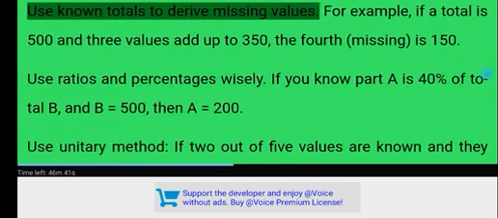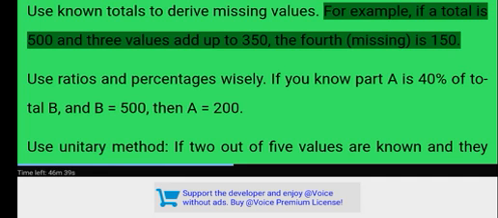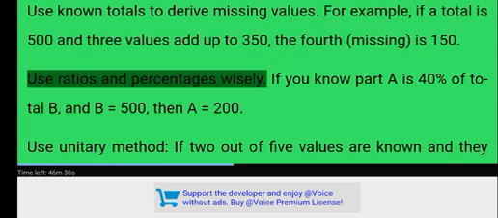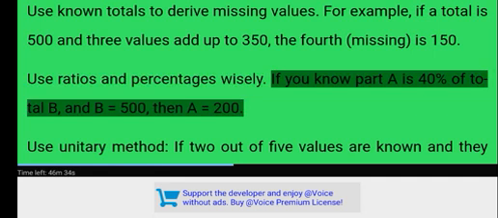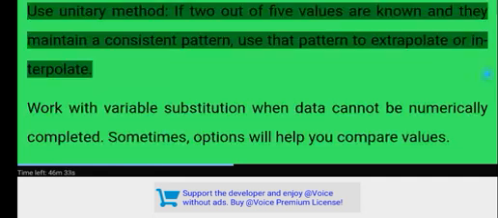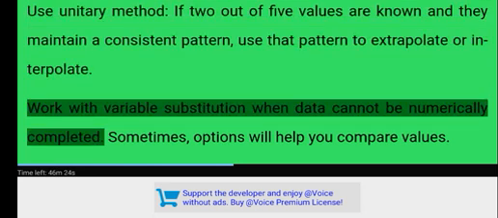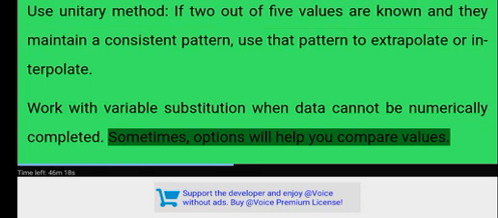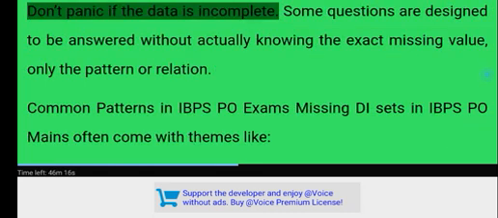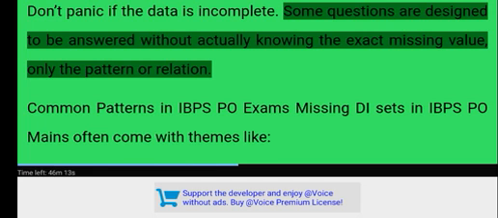Key techniques. Use known totals to derive missing values. For example, if a total is 500 and 3 values add up to 350, the fourth missing is 150. Use ratios and percentages wisely. If you know part A is 40% of total B, and B equals 500, then A equals 200. Use the unitary method. If 2 out of 5 values are known and they maintain a consistent pattern, use that pattern to extrapolate or interpolate. Work with variable substitution when data cannot be numerically completed. Sometimes, options will help you compare values. Don't panic if the data is incomplete. Some questions are designed to be answered without actually knowing the exact missing value, only the pattern or relation.